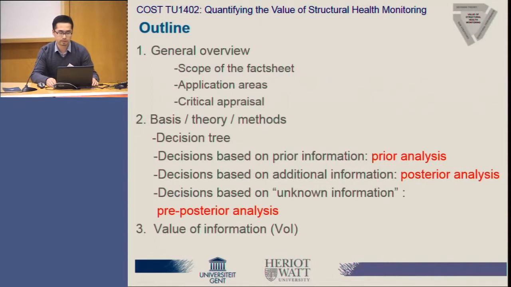The first is a general overview, which includes the scope of the fact sheets, the application areas, the critical appraisal, and the second is a basic theory part, which consists of the decision tree, the decision based on the prior information, that is the prior analysis, and decision based on the additional information, that is the posterior analysis, and the decision based on the unknown information, that is the pre-posterior analysis, and finally, the value of information is defined.